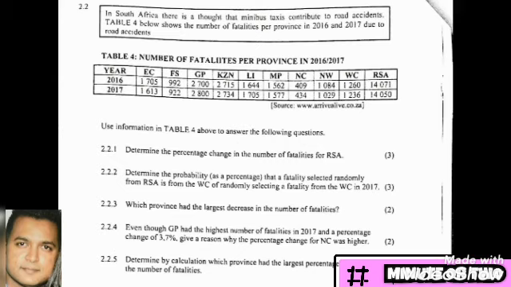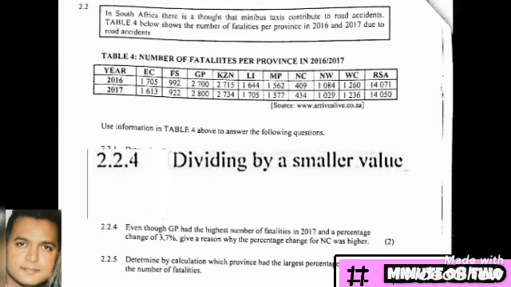2.2.4, even though GP had the highest number of fatalities in 2017 and a percentage change of 3.7%, give a reason why the percentage change for Northern Cape was higher. Now in this question, they are speaking about percentage change, so therefore we have to use the formula and apply the principle of the formula. Now if you're looking at GP and we have to apply the percentage change formula, we'll notice that it will be new minus old over the old, and we have to do the same thing to the Northern Cape, but the difference would be that in the GP we are dividing by a larger number, whereas in the Northern Cape we are dividing by a smaller number. So therefore the percentage change will be higher in terms of Northern Cape.